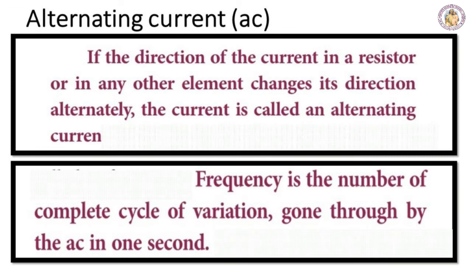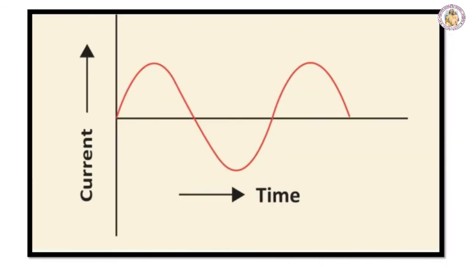Alternating current. If the direction of current in a resistor or in any other element changes its direction alternately, the current is called an alternating current. The alternating current varies with time. This variation is characterized by a term called frequency. What is frequency? Frequency is the number of complete cycles of variation gone through by the AC in 1 second.